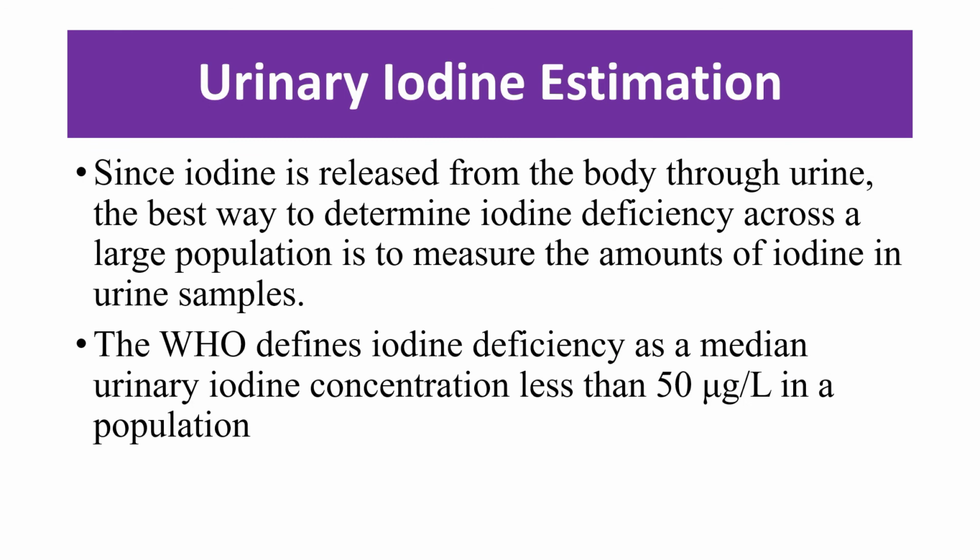Urinary iodine estimation has been found to be an ideal procedure to determine iodine deficiency across the population, and WHO has defined iodine deficiency when mean urinary iodine concentration is less than 50 micrograms per liter in the general population.